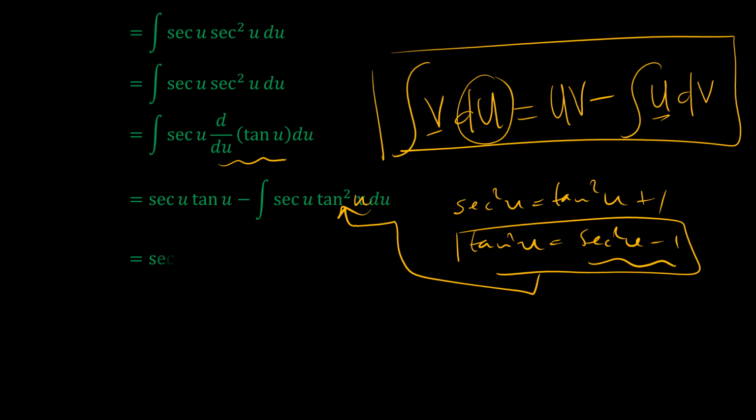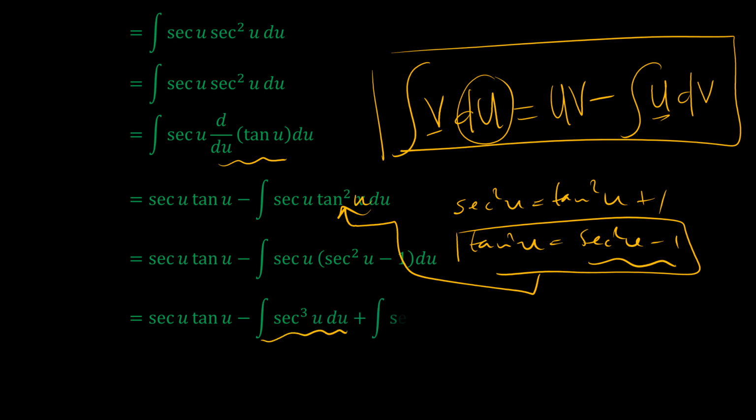And that means that now we have sec u tan u minus the integral of sec u times sec squared u minus 1. This becomes sec u tan u minus the integral of sec cubed u, and this happens to be the same as this integral here. So what we can do is call this integral I. And since we have I on the left hand side, we have I equals sec u tan u minus I plus the integral of sec u.